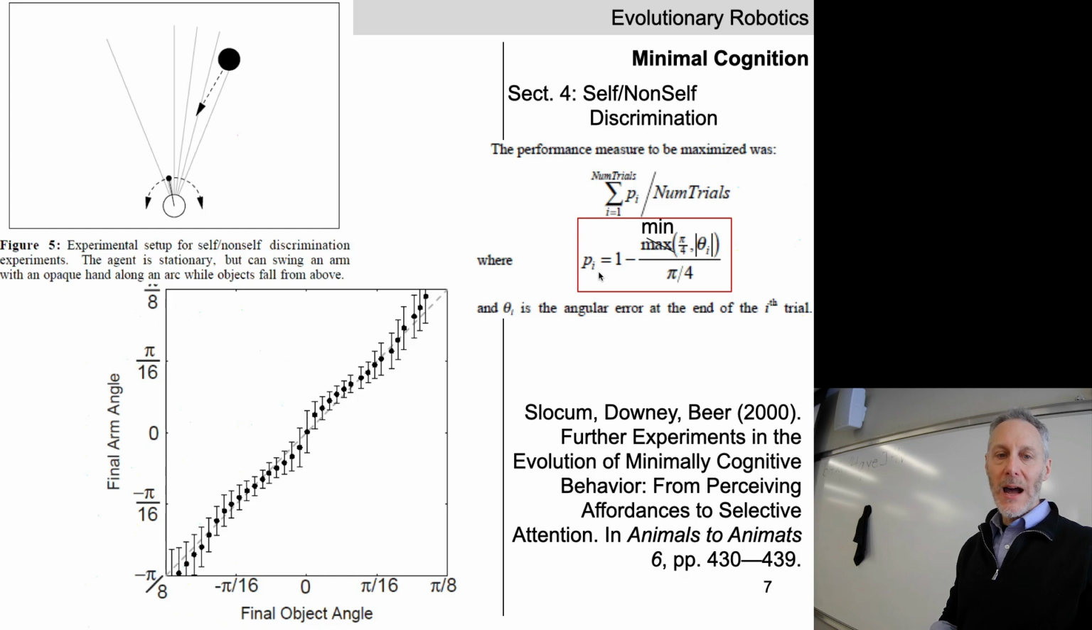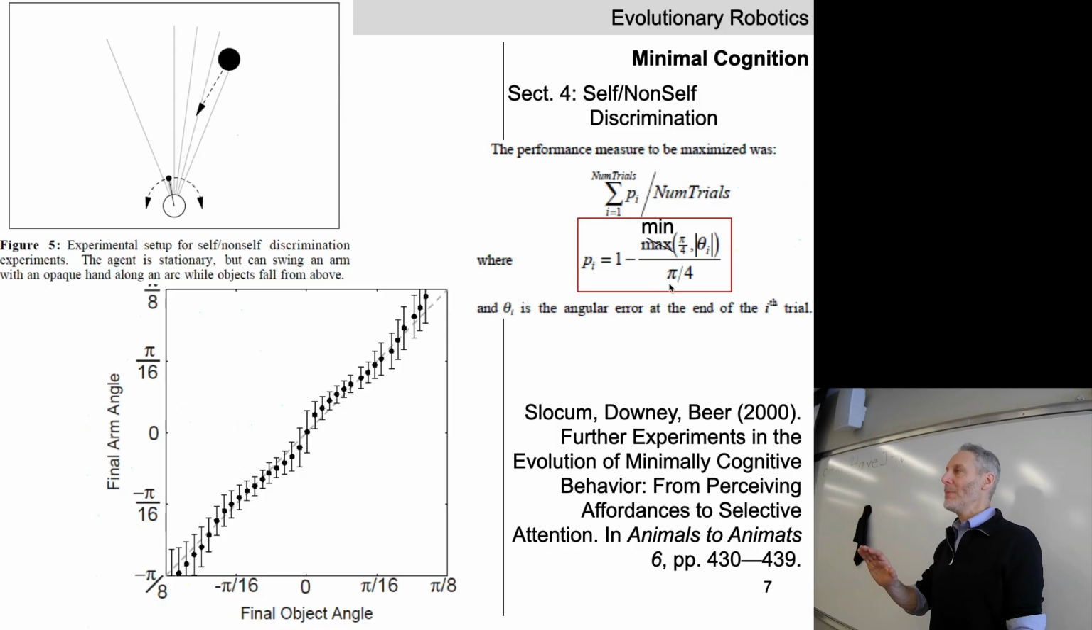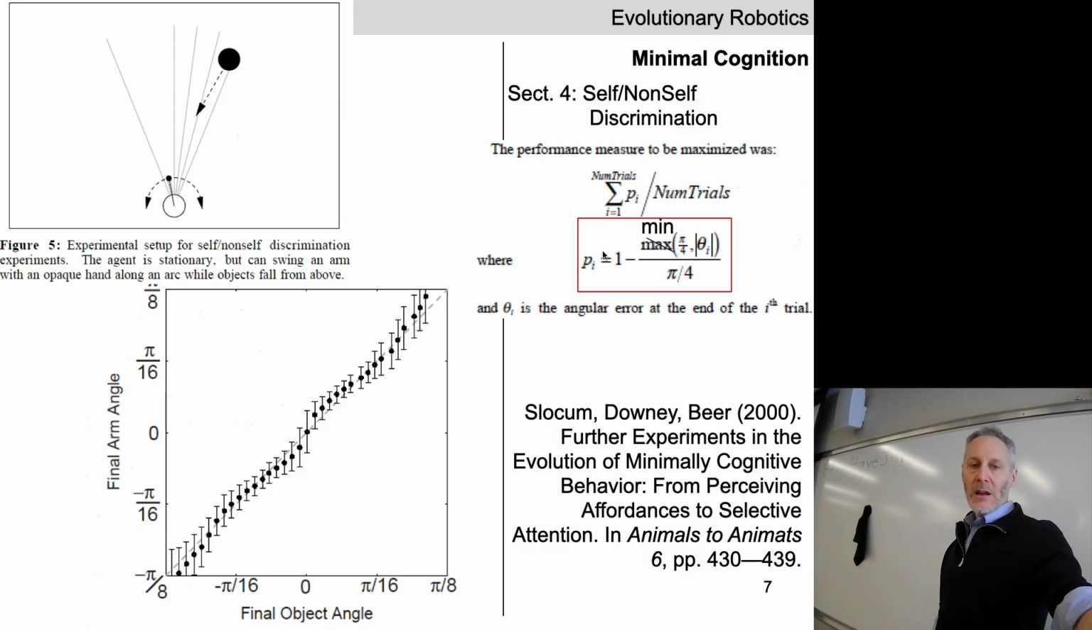So what's P sub i? P sub i is 1 minus. So whatever this term over here is, evolution is going to try and make it as small as possible because we want P to be as big as possible. This term includes just one variable, theta sub i. Theta sub i is the angular error at the end of the ith trial.